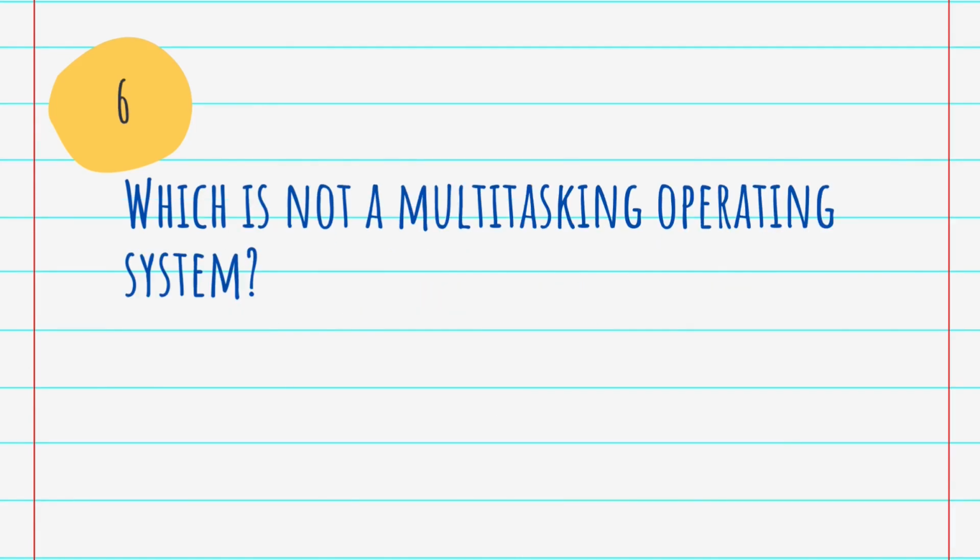Okay. Then the next question is, which is not a multitasking operating system? And the answer is DOS. DOS is not a multitasking operating system. The MS-DOS operating system is a command-driven interface, single-tasking operating system. MS-DOS allows the user to navigate, open, and otherwise manipulate files on their computer from a command line instead of a GUI like Windows. That's why, because of its command-driven interface, it's unable to do multitasking.